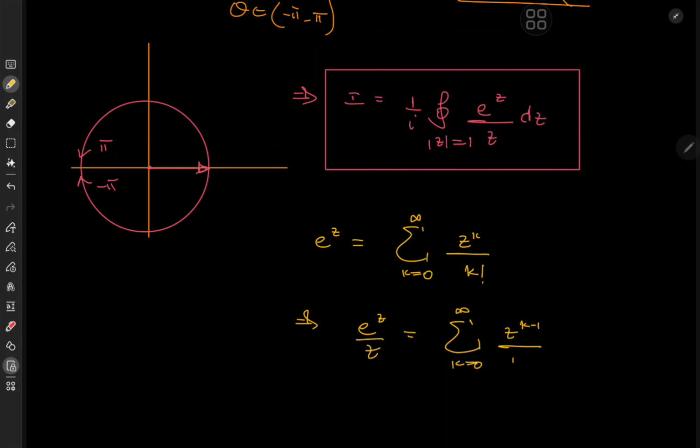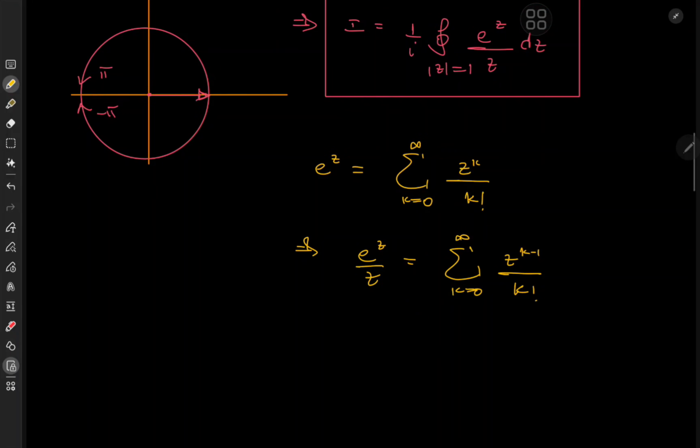I think Flammy used to write his k's like this, perhaps. That looks like a cute little kappa. Anyway, so that's k factorial.